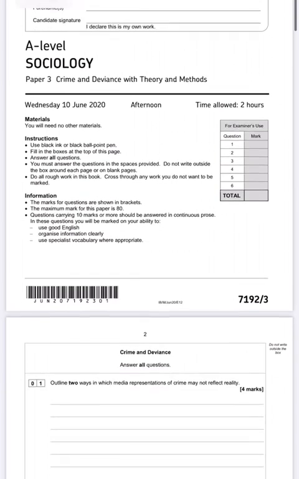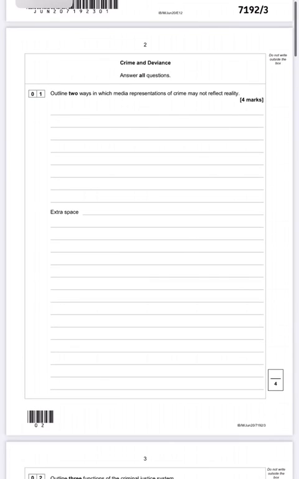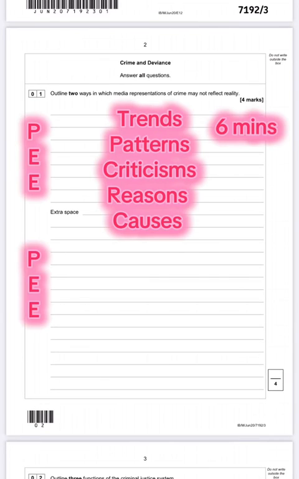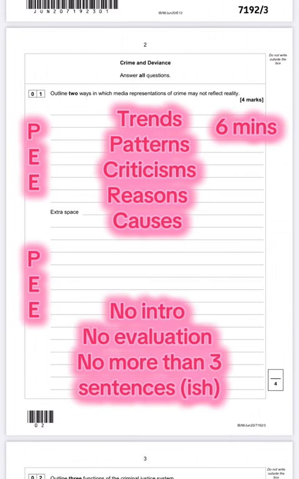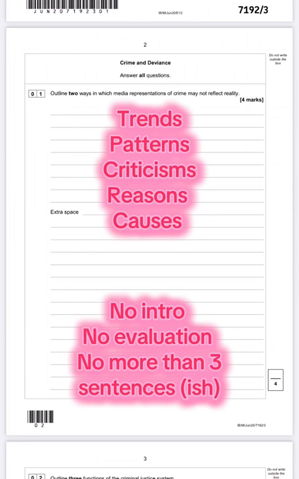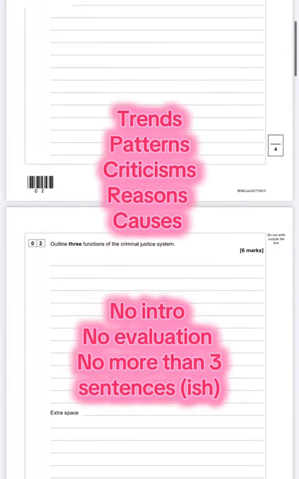First of all, question number 1. Question number 1 is outline 2. We just don't know what's going to come up. It could be trends, patterns, criticisms, etc. Use 6 minutes for this because it is a 4-marker using that point, explain and example structure. Keep these very, very brief, no more than 3 sentences. No need for an introduction or a conclusion. Keep it brief.